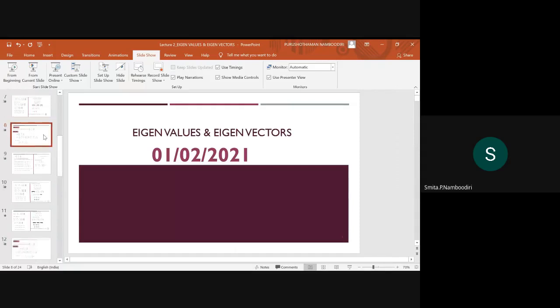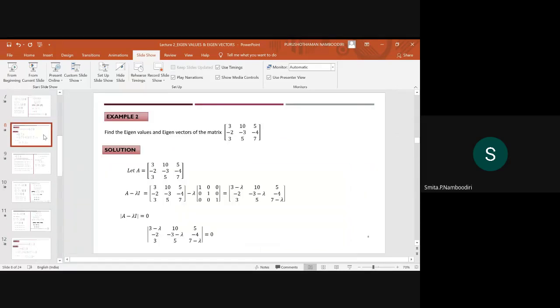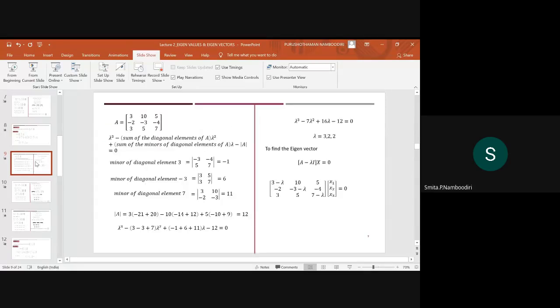I don't know why this is not happening in the presentation mode. Okay, same way, we have to find the minor of each of the diagonal elements. Just check all the values again. अगर मैंने पहला diagonal element लिया 3, इसका माइनर निकालना है तो हमें फर्स्ट रो और फर्स्ट कॉलम छोड़ना है, बाकी का डिटर्मिनेंट. So -3 -4 5 and 7. So -21 plus 20, which is -1.